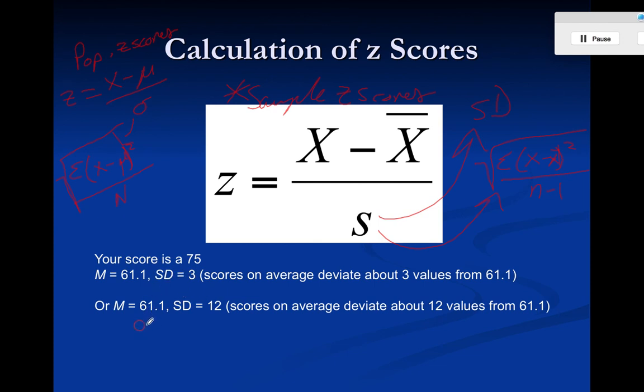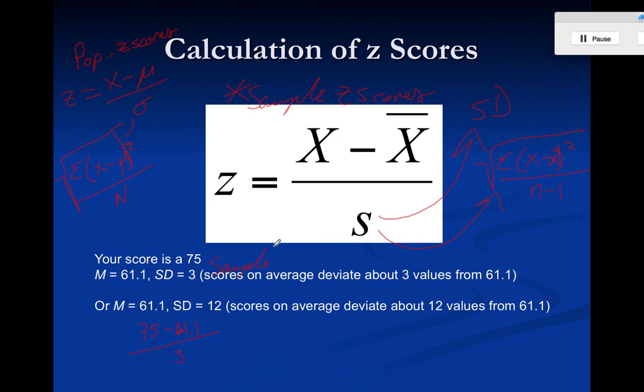So we're going to punch in our formula. We have a score of 75 minus 61.1, and we're going to divide by 3 in our particular case. Here we're working with a sample. If you're wondering whether I'd use the population or sample standard deviation for this example, we're just going to say that we're using the sample. I've just made up this data so we can work through an example.